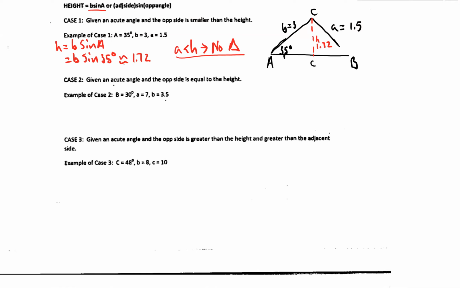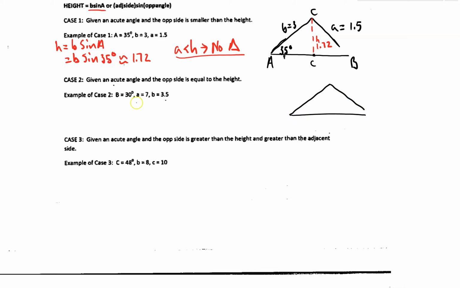So case 1. Case 2, given an acute angle and the opposite side is equal to the height. So now they're saying that the opposite side A is equal to H. Well, if A is equal to H, then it should stand to reason that we would end up having one triangle, because the only place where A is going to touch is going to be right at that point right there where C is. So, same idea. Here's our triangle.